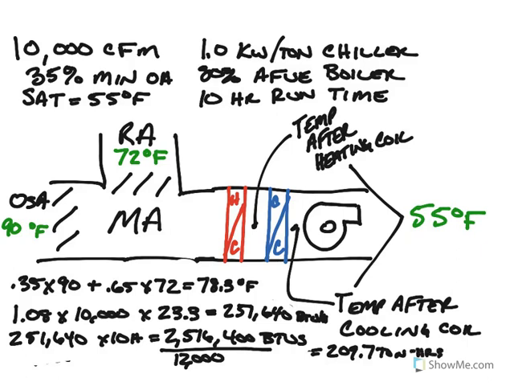And we know that our efficiency is 1 kW per ton, so we just have to multiply by 1 to get us 209.7 kilowatt hours of energy is what it takes over the course of 10 hours to change the mixed air temperature from 78.3 to 55.